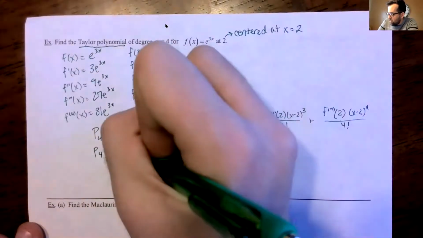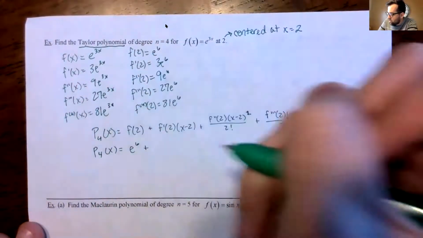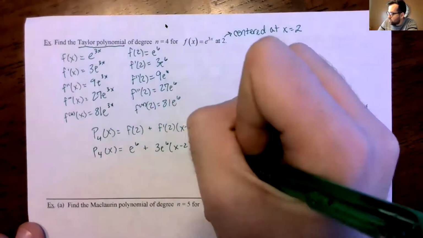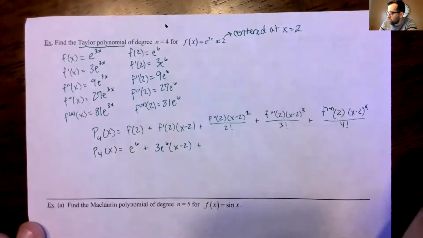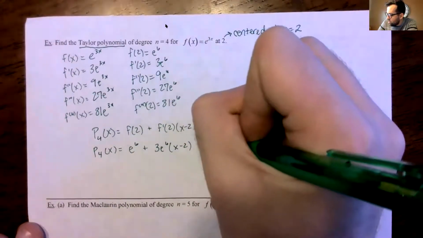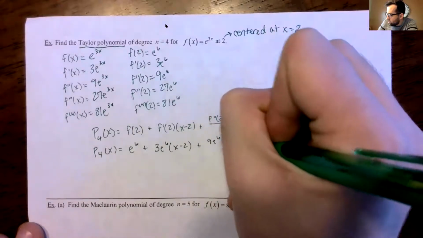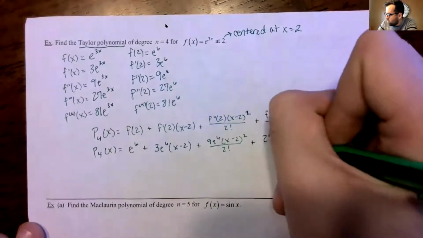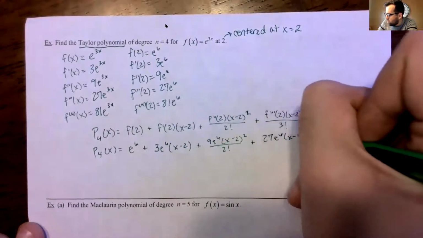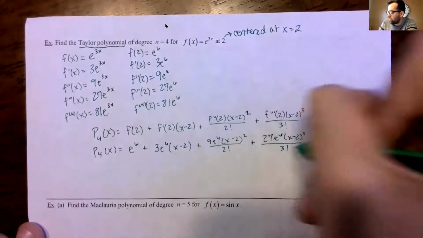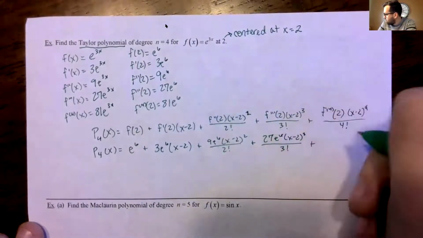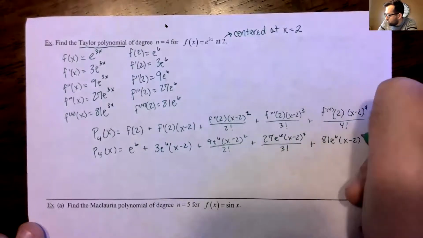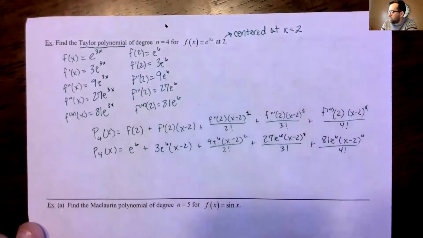We end up with e to the 6th plus 3e to the 6th times x minus 2 plus 9e to the 6th times x minus 2 squared over 2 factorial plus 27e to the 6th times x minus 2 cubed over 3 factorial plus 81e to the 6th times x minus 2 to the 4th over 4 factorial.